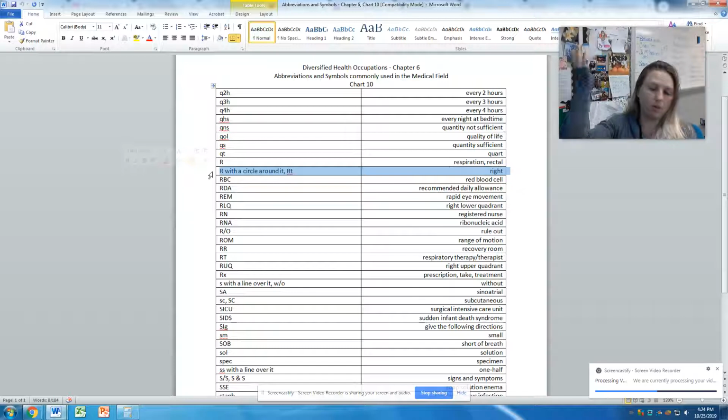All right, right, like the right arm. Well, that's my right arm, okay? Right leg, right eye, okay? It can be abbreviated as an R with a circle around it, right? And there's an R inside, all right? Or it can be a capital R lowercase t.